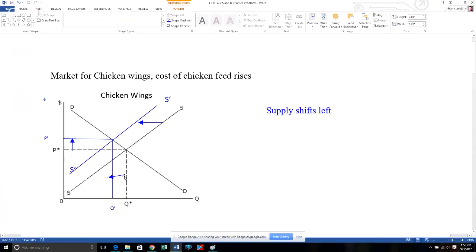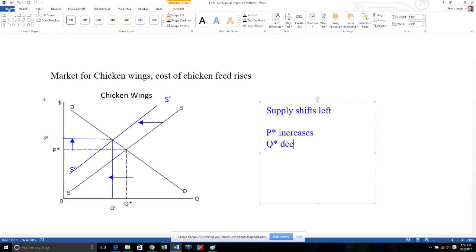When you shift the supply curve to the left, the equilibrium price goes up. The equilibrium quantity is going to decrease here. So whenever we put P star increases or rises, Q star decreases. That much is obvious here. But the question is, what's the reason why?